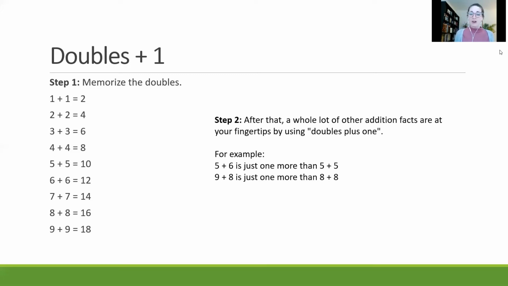So for example, if I already know what 5 plus 5 is, then 5 plus 6 is easy because I'm just going to add one more to what 5 plus 5 was. So I would say, okay, I know 5 plus 5 is 10. That means that 5 plus 6 is 11. Same thing if I'm looking at 9 plus 8. Well, I know that 8 plus 8 is 16. And if I add one more for that 9, then that means it's going to be 17. So the facts become easier as we memorize some of the baseline pieces, like these doubles.